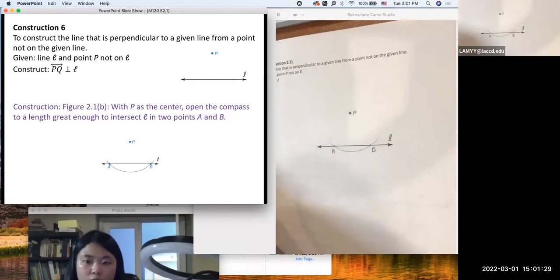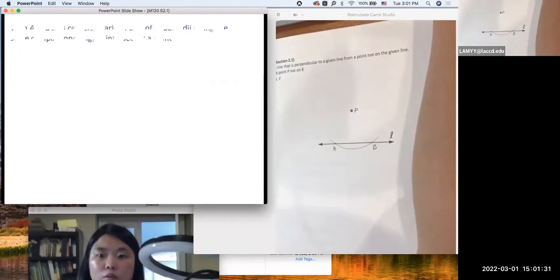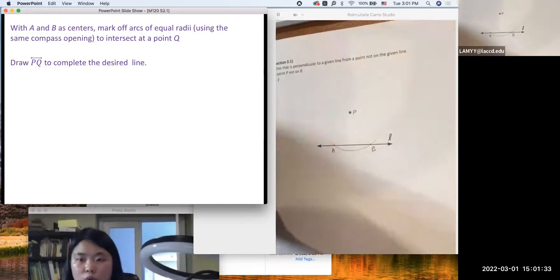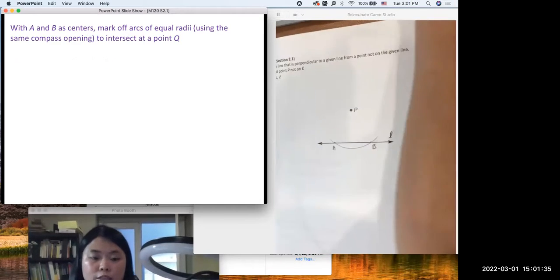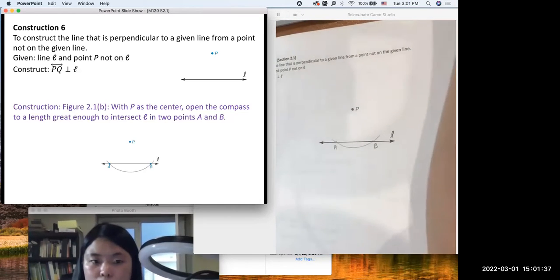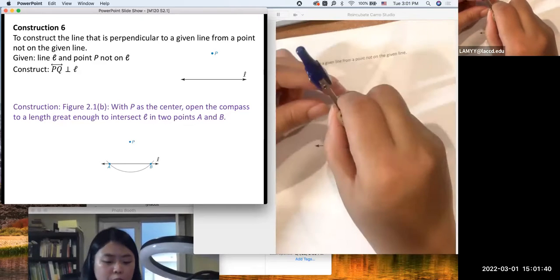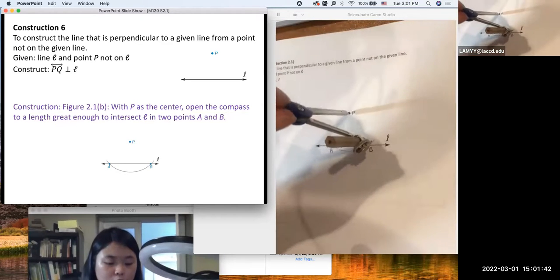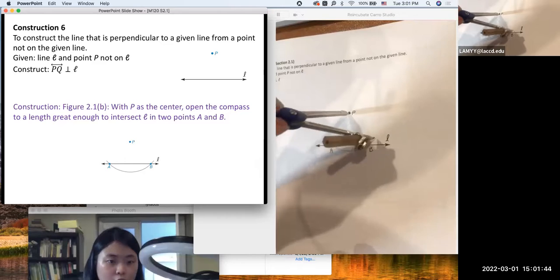Okay, now, one more time. Use the point P as the center, and then draw the arc, intersecting at A and B.